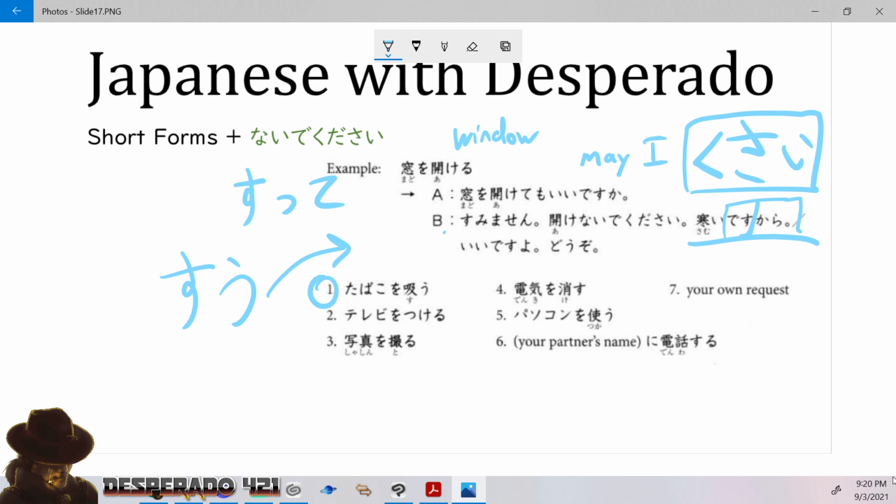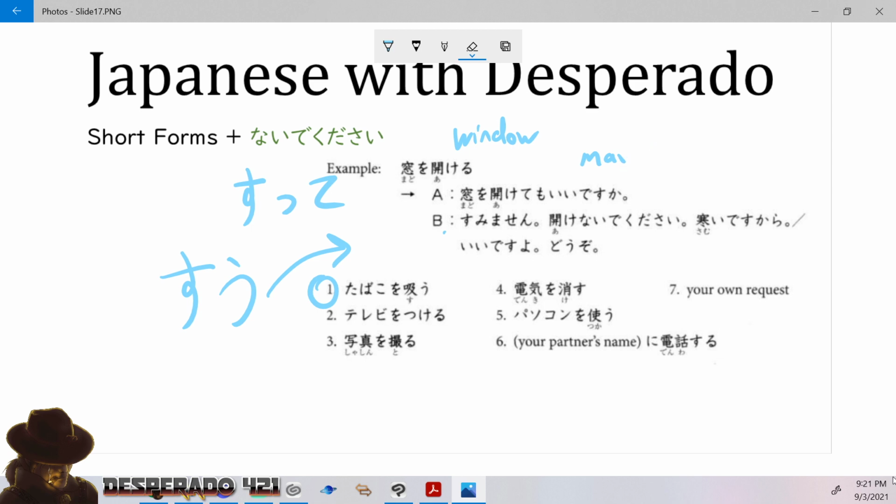Very good. Let's try that again. Sumimasen. Sumimasen. Wait. Suwanai de. Sumimasen. Suwanai de kudasai. Kusai desu kara. Very good. Fantastic. All right. Now let's work on the next one here. We're going to switch roles.